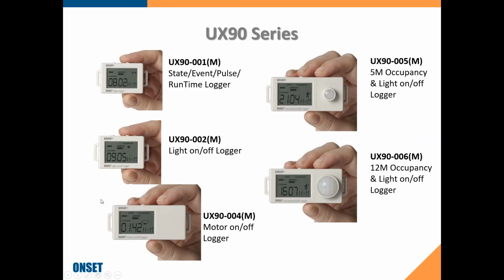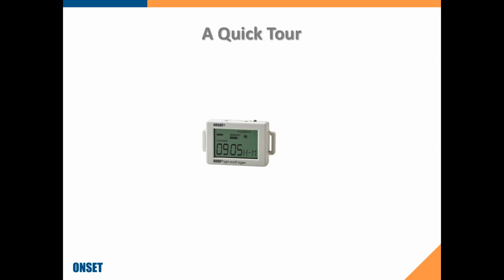Okay, so from here, let's talk about the UX90 series of data loggers. We do have some different flavors here, starting off with a state event pulse runtime data logger, our UX90-001, and going right down through to our UX90-006 data logger, which is for lighting and occupancy. I'm going to touch on every single one of these data loggers and give you a quick explanation of what they do as we go forward here.